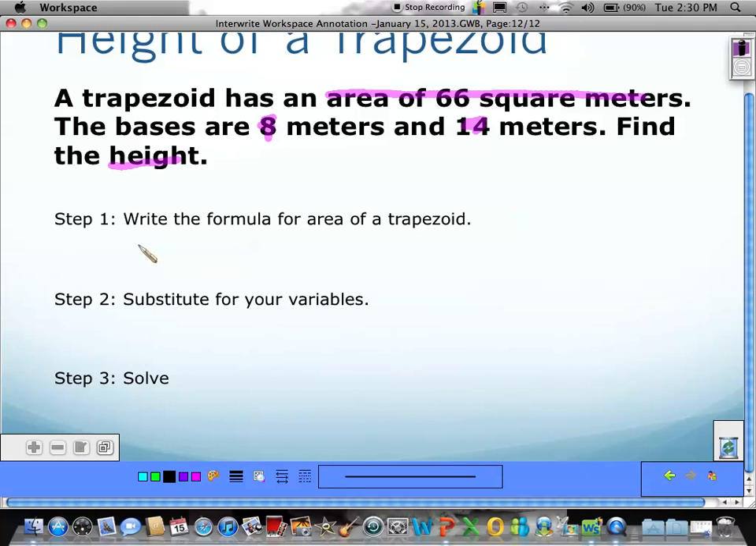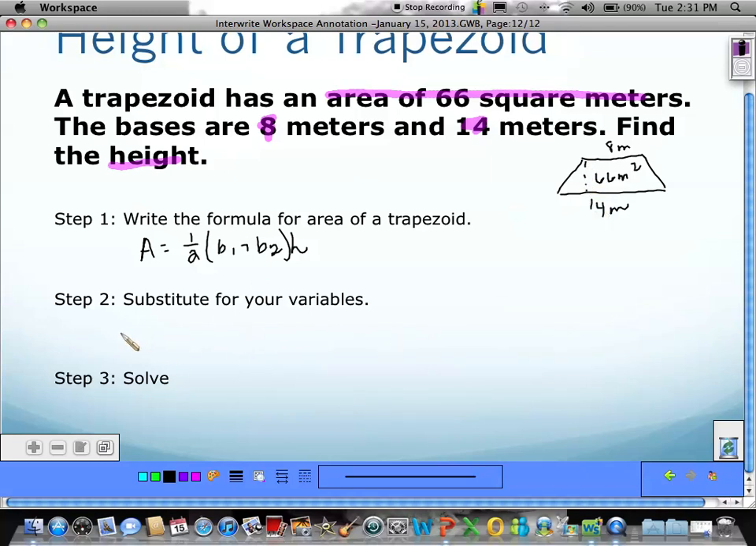All right, so the first thing I'm going to do is write my formula. Area equals 1/2 times base 1 plus base 2 times the height. Now, if you want to draw a picture just to help yourself, you can. Just draw a trapezoid. And it said the area, so everything inside, is 66 meters squared. Base 1, we'll call up here, is 8 meters, and base 2 is 14 meters. And this is what we're looking for, this height right here.